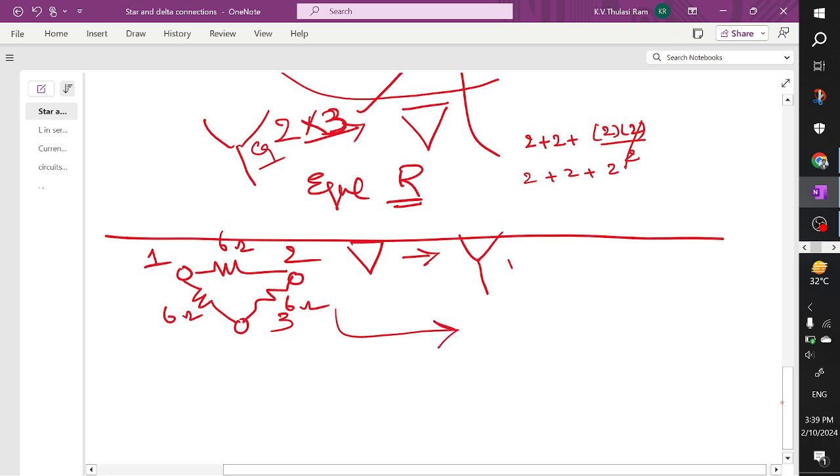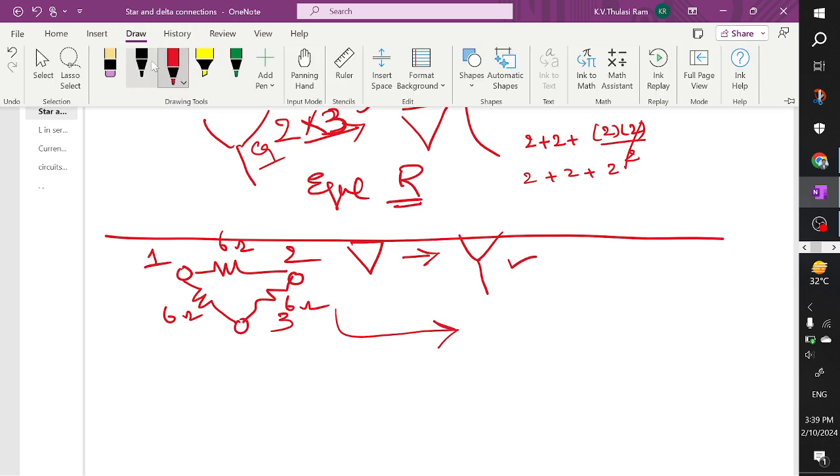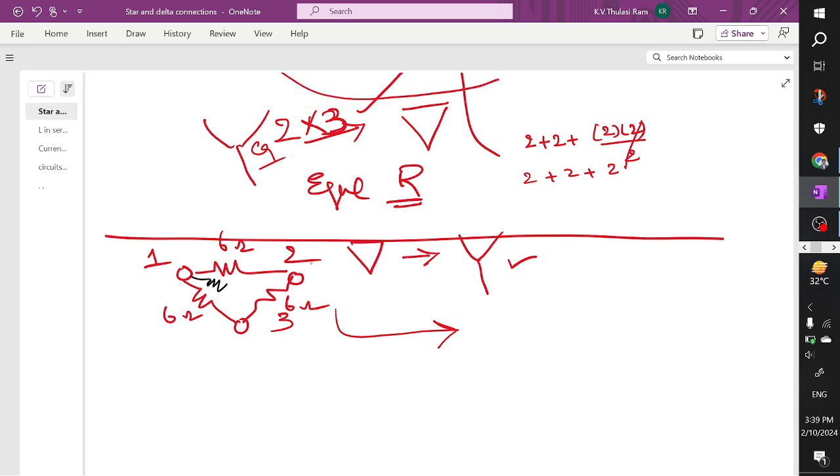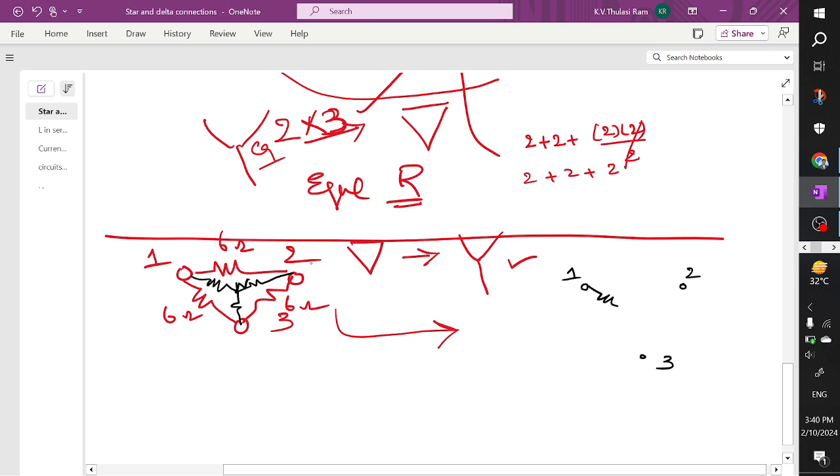So I'm drawing the star in black color. See this, I want the star, so this black color I require. I'm going to mark the nodes as 1, 2, and 3. So I want the center elements, which are required. How to find these unknown branches, the black color ones?